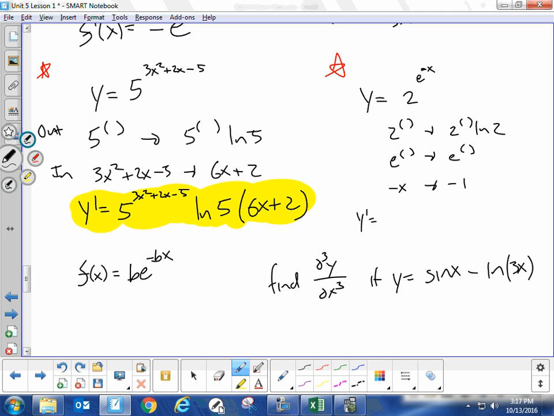Watch what the derivative looks like. 2 to the e to the x times e to the negative x times negative 1. All in a row like that, using the chain rule. What's the log 2? Thank you.